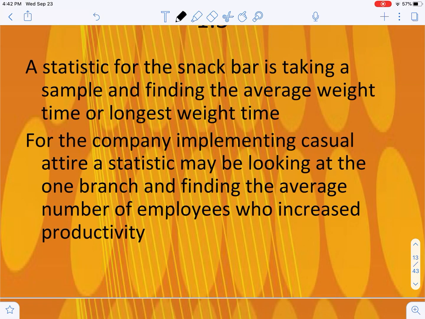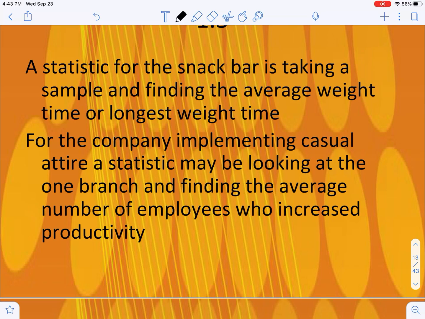So if you're taking a statistic of the snack bar and finding the average wait time, it would be from a sample of 20 students, or a sample where every sixth student is surveyed. For the company implementing casual dress attire on Fridays, it could be they just test the marketing team. So the marketing team increased their efficiency by half an hour. That would be a statistic because it's just describing the sample.